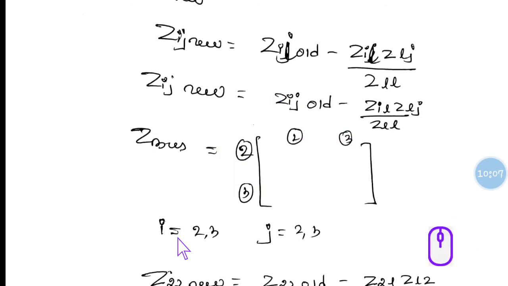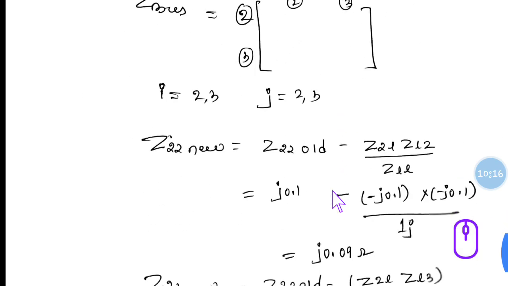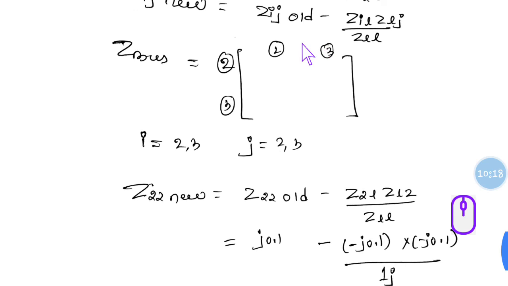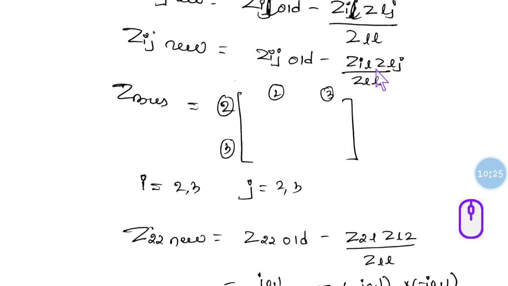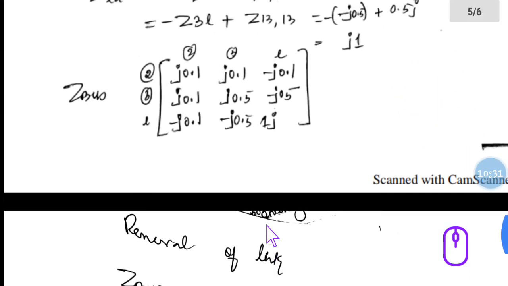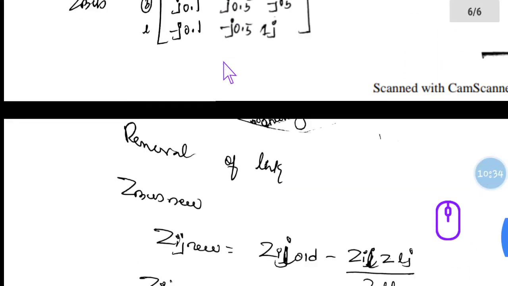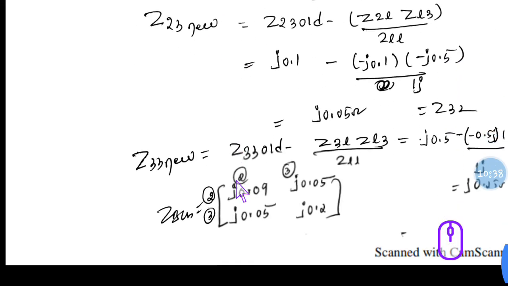So first you find I is equal to 2, j is equal to 2. Next I is equal to 2, j is equal to 3. Last will be 3 3. Now substitute here: take z of 2 2, because whatever matrix values you have to find. Substitute in this formula: z of 2 2 old minus z of 2l times z of l2 divided by z of ll. All these values are known, they are all old from the previous matrix you have written. Take those values from the previous network and substitute here, and you will get z of 2 2. Similarly go for z of 2 3 and z of 3 3.